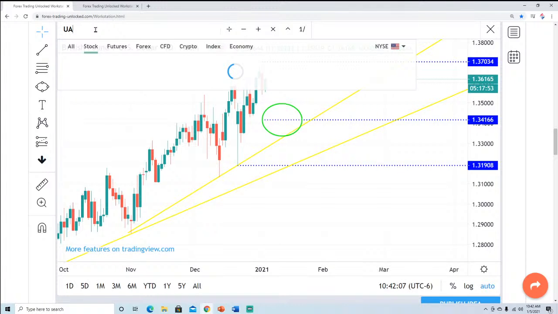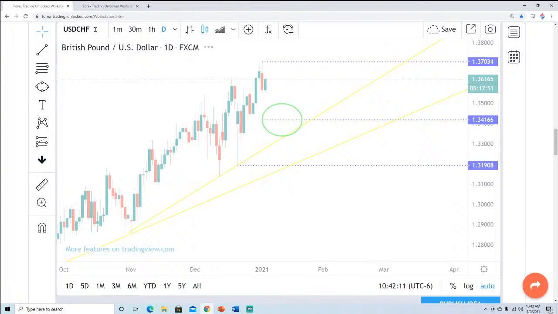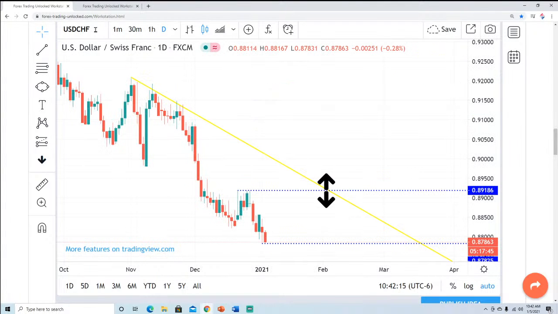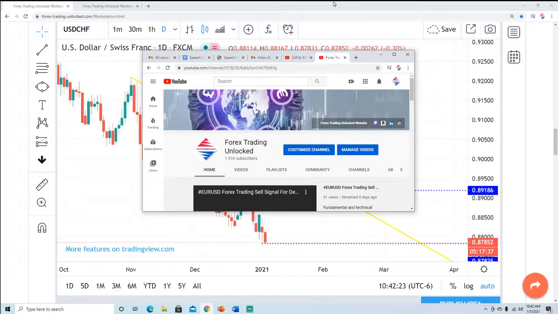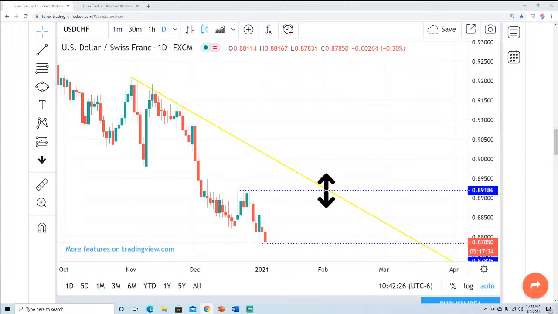US dollar Swiss. Let's see what's going on here. Okay, no questions. Okay, we definitely have viewers today. We just don't have any questions yet. Okay, that's fine. That is totally fine. This one real quick. Sorry about that. Just wanted to check out.